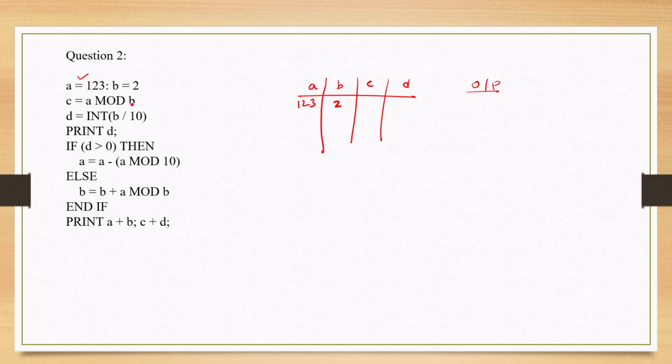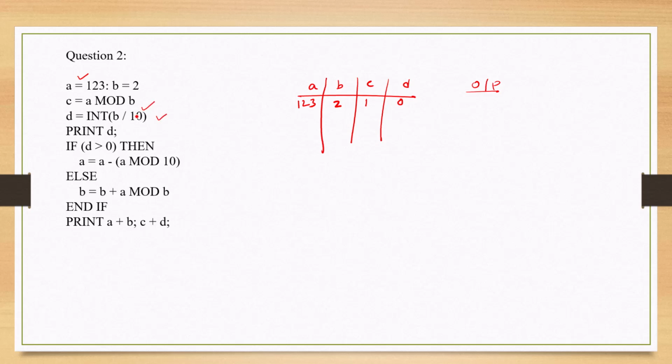So if you see, the remainder will be 1, right? The value of C is 1. Now we have B by 10. That's 2 by 10. In integer, that will be 0. Actually, if I don't write the int, then it is 0.2. That means 2 by 10 will be 0.2. Because of writing int, it will be 0. So the value of D will be 0.